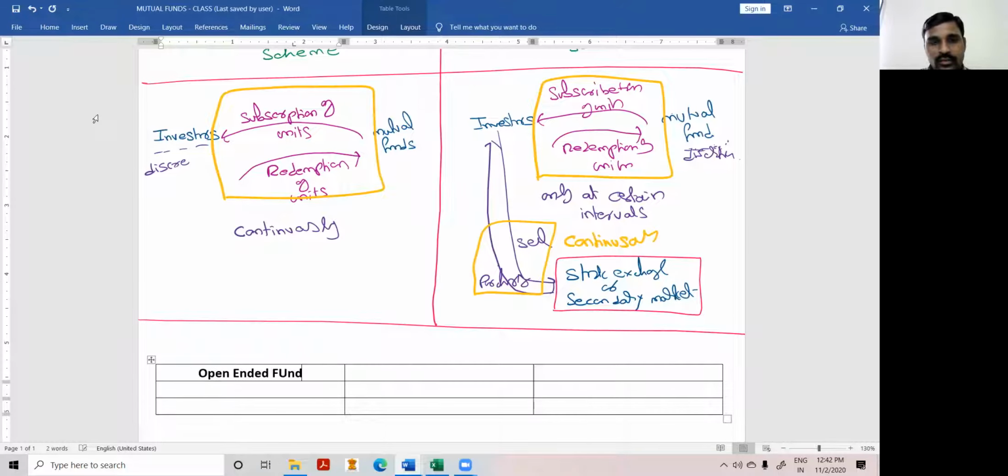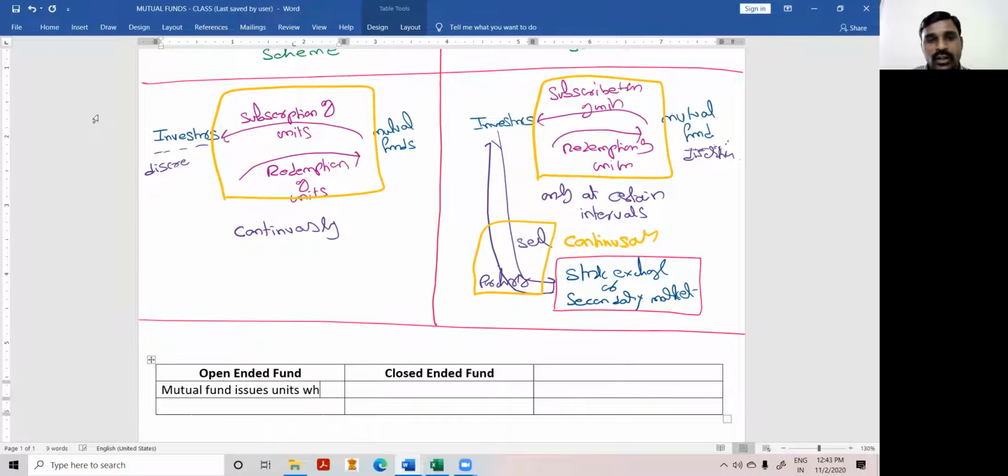Open-ended fund, next closed-ended fund. Open-ended fund and closed-ended fund. Next, this is also closed-ended fund. Both. So I think I can match it. Okay, open-ended fund and closed-ended fund. Look at this point.